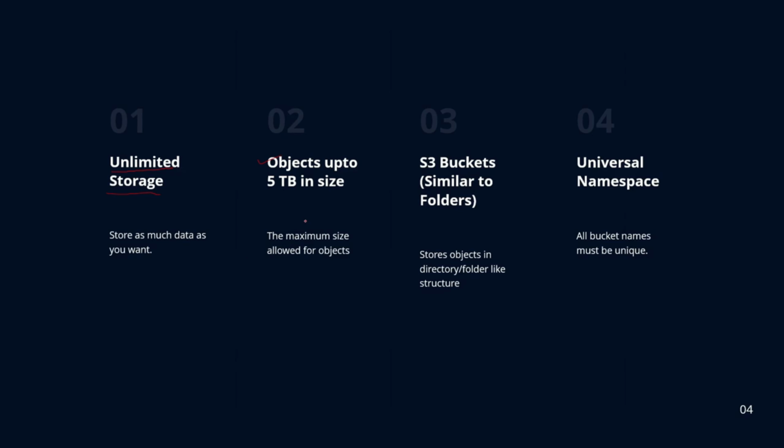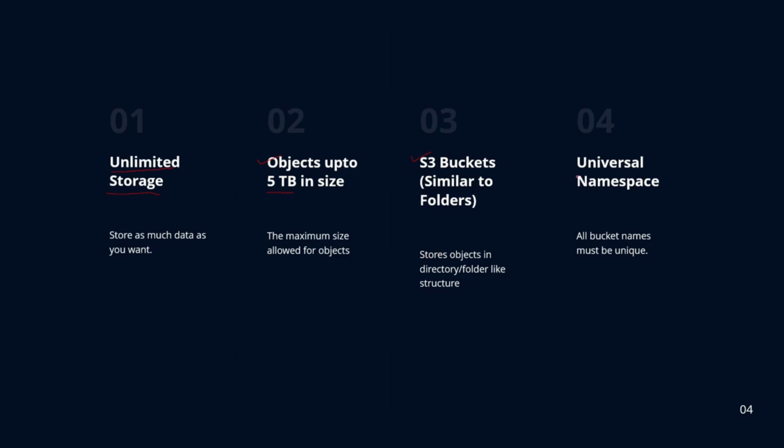So you now know what an object is: any file type that you can think of. The max size of a file that you can upload to an S3 bucket is 5 terabytes, which is very huge. I'm sure you have never come across such a huge object or file size. An S3 bucket is also similar to a folder. S3 stores your data in a directory or folder type structure. If you work with Windows, Linux, or anything like that, the way you store files in different folders or directories is the same way objects are stored in an S3 bucket.